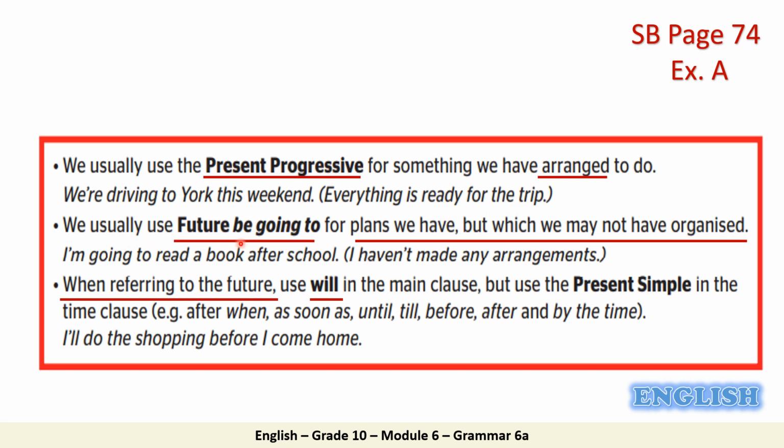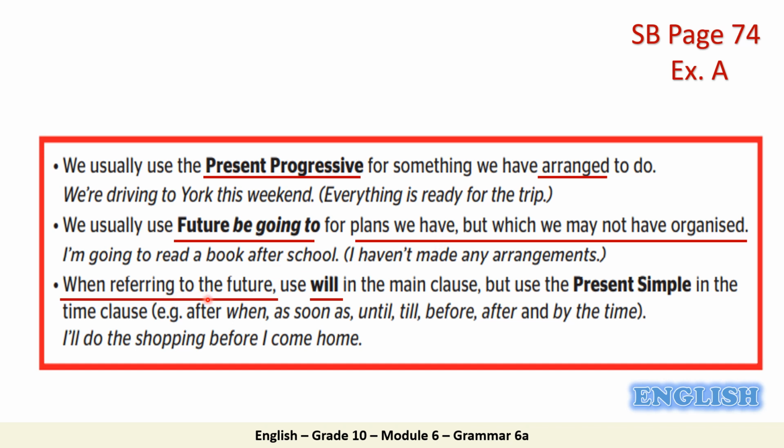We usually use future "be going to" for plans we have but which we may not have organized. For example, I'm going to read a book after school. I haven't made any arrangements. So this is the difference between the present progressive and the future "be going to."